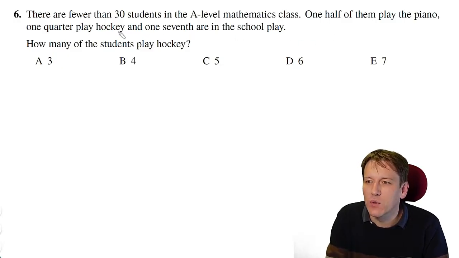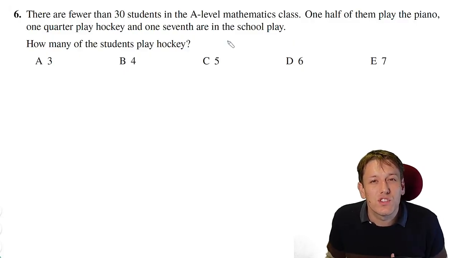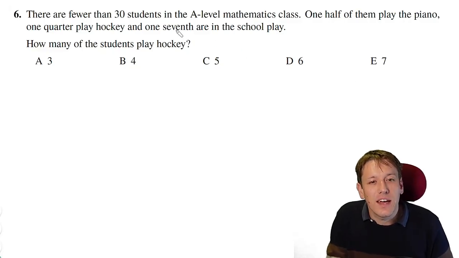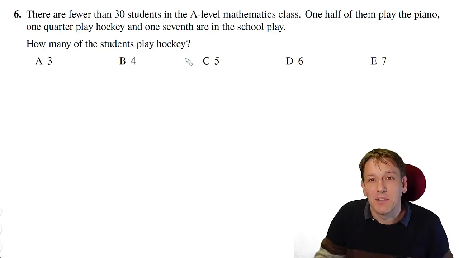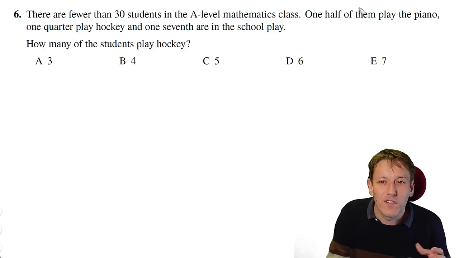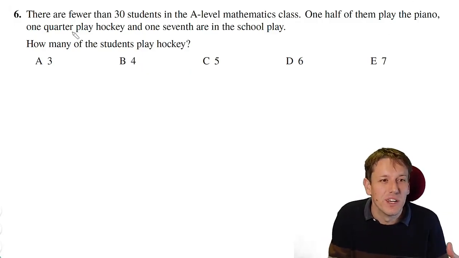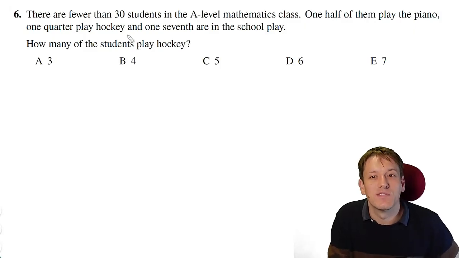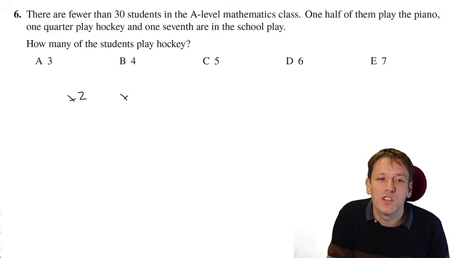Half of them play the piano, a quarter play hockey, and a seventh are in the school play. So the key here is to know that the number of students must be an integer, must be a whole number, and that means that if I can have a seventh of them, the number must be a multiple of 7. If I can have a half of them playing the piano, then it must be a multiple of 2, and if a quarter of them play hockey, there must be a multiple of 4.